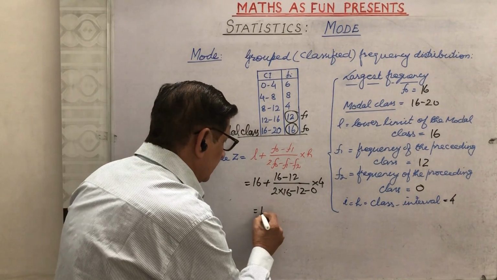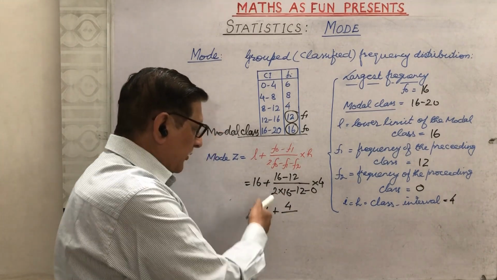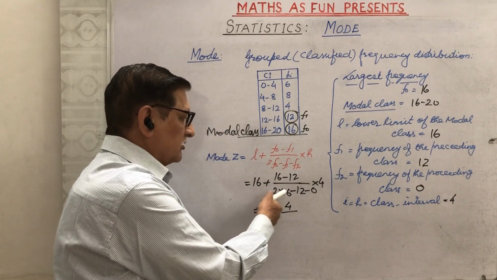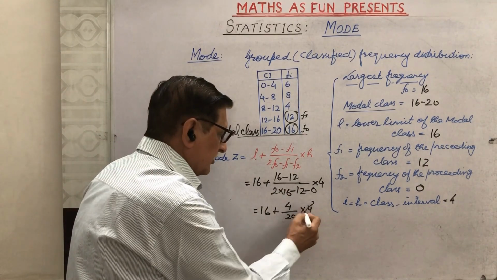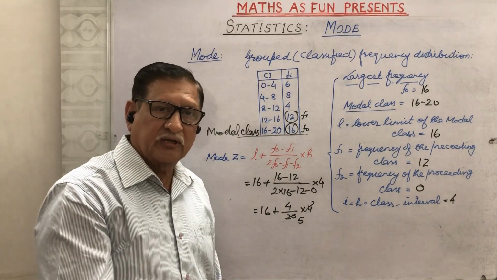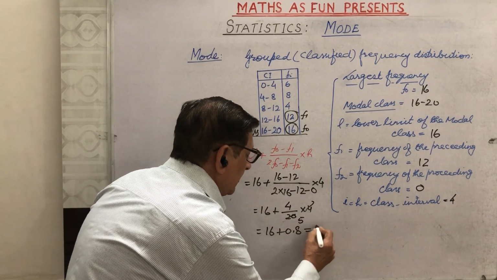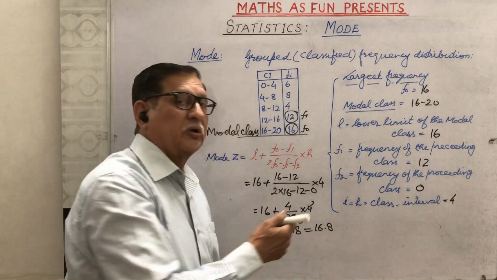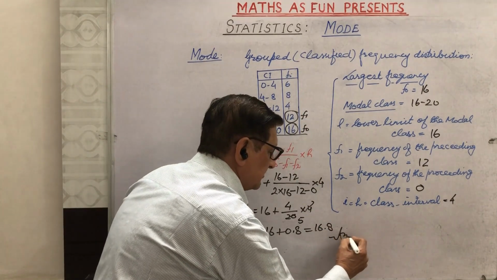Calculating this, what we find: 16 plus (16 minus 12 is 4) upon (2 into 16, 32 minus 12 is 20) into 4. This 4 cancels, 5 times. 4 upon 5 is 0.8. So it is 16 plus 0.8, or we say 16.8 is the mode of this particular distribution.